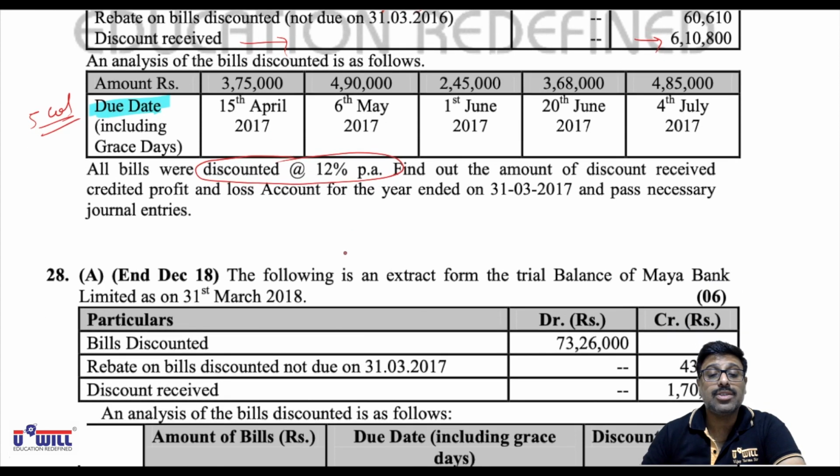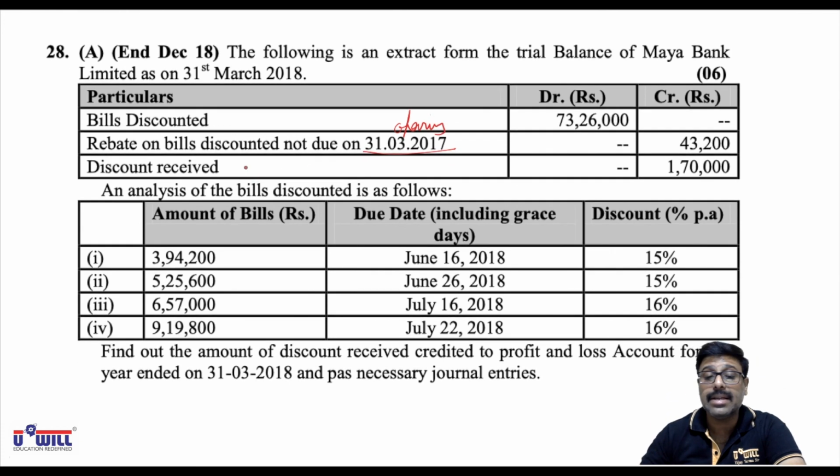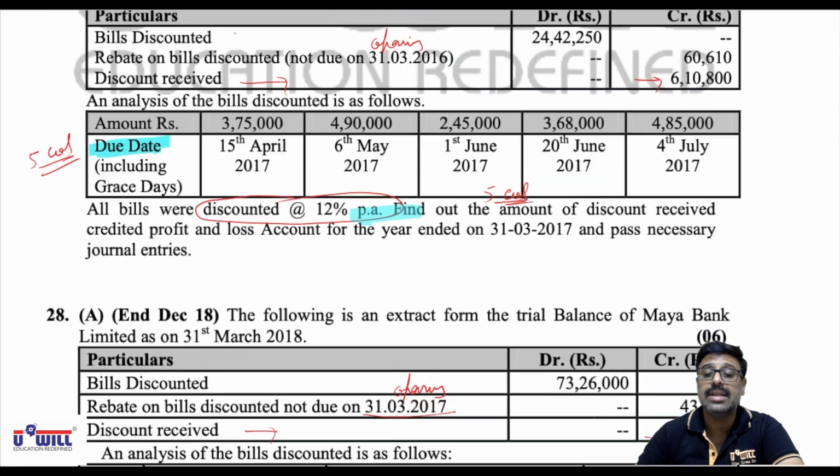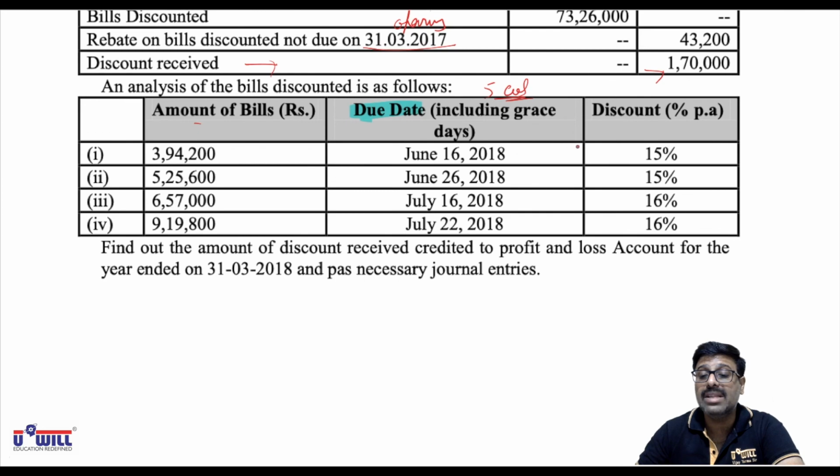And last question 28A. Again, rebate on bills. This 31st March 17 is opening rebate. Discount received is current year's income. Amount of bill, here again you are directly given with due date, so you have to make only 5 columns. 7 columns are not supposed to be made. In all these 3 questions, similar to what we solved in the video lecture, you have to make 5 columns only. 2 bills 15% and 2 bills 16%.